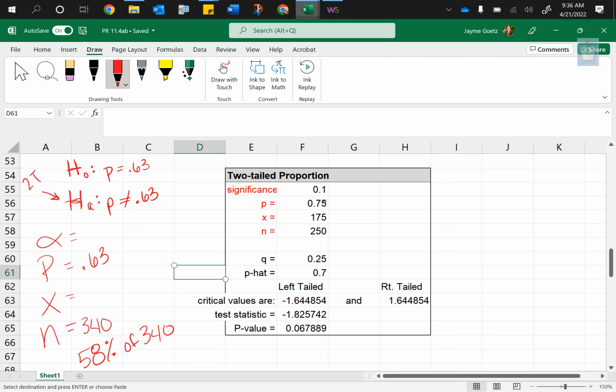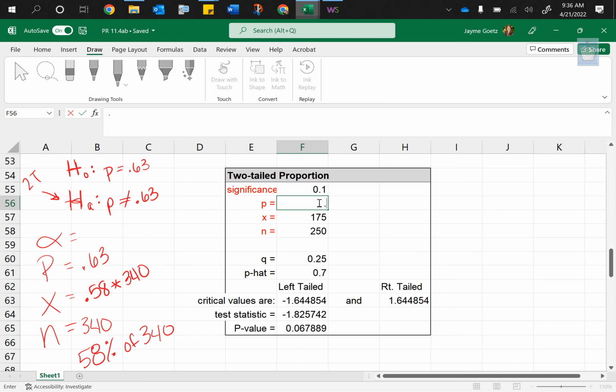Okay? So what I'm going to do is put that information in quick. So p-value is 0.63. The x value, I'm literally going to type it in just like we said, equals 0.58 times 340. Okay? And then my n value is 340. So a couple things. First of all, you're going to notice that your x value is now a decimal. And you're like, we're talking about people. That can't happen.